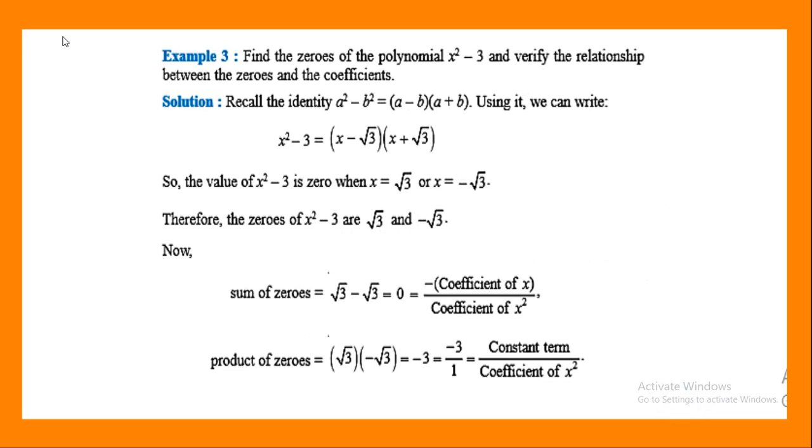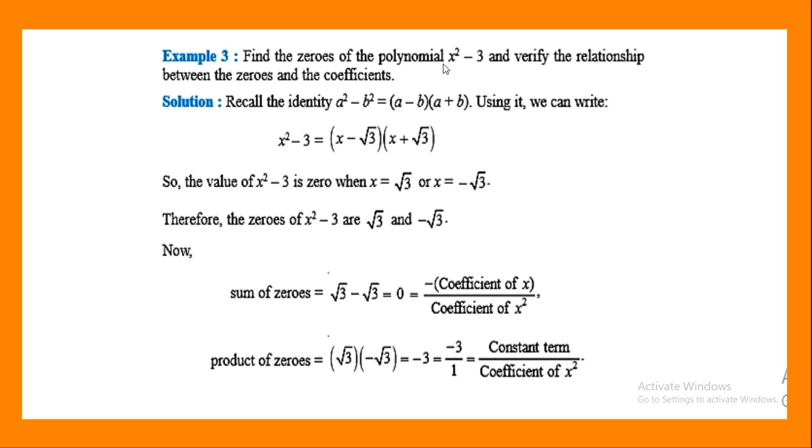Okay. Next is: find the zeros of the polynomial x squared minus 3 and verify the relationship between the zeros and the coefficients. Here the polynomial is x squared minus 3. There is the constant term, but there is no x term. That is, the coefficient of x is 0 and the x square has the coefficient 1.